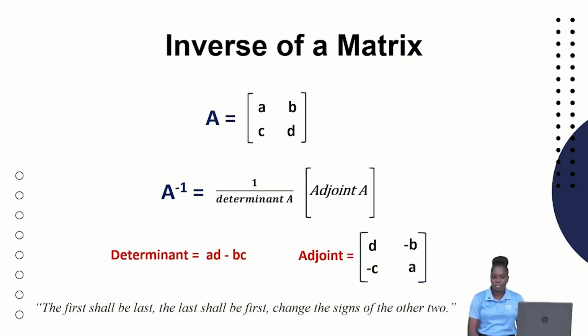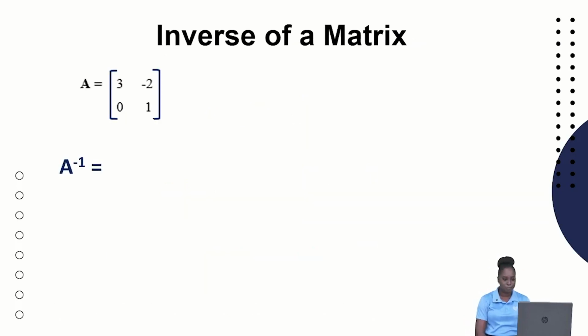If the determinant equals 0, then the matrix is considered to be singular. That means the matrix does not have an inverse. So let's compute a matrix A that actually has numbers now. So matrix A, 3, -2, 0, 1, and we're asked to find the inverse of this matrix.